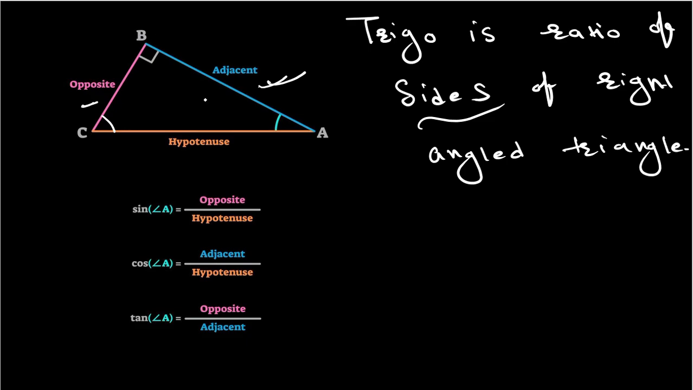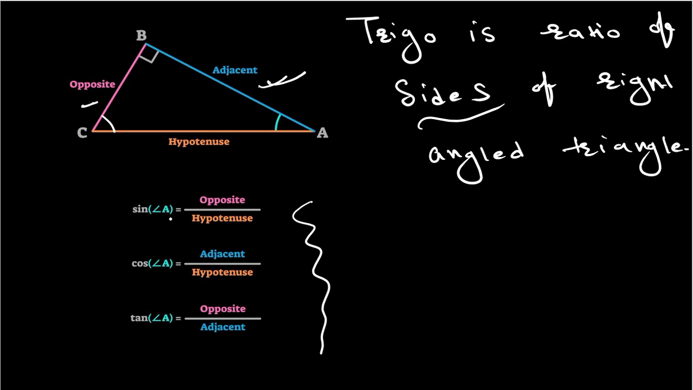Now there are three sides, so there are three combinations of two sides. Ratio will be calculated for two sides. So there are three ways we can pick any two sides. So there will be three ratios. First, sine. Here we are writing all these ratios in terms of angle A. So for angle A, AB will be adjacent and BC will be opposite, and AC will be hypotenuse. Side opposite to right angle is always hypotenuse.